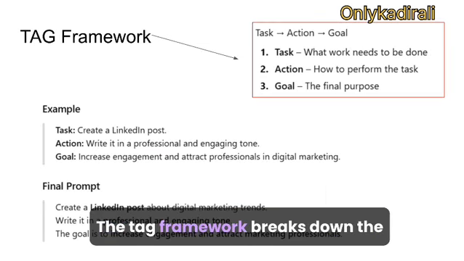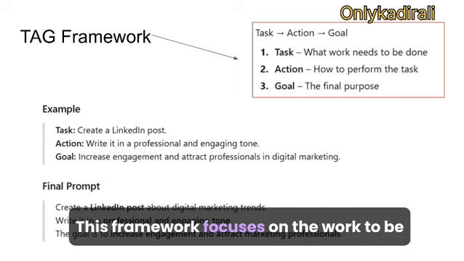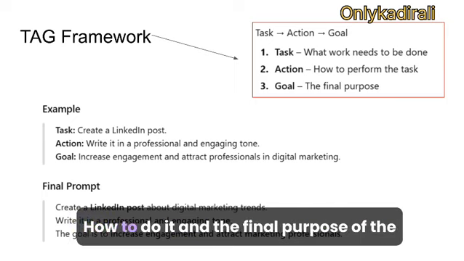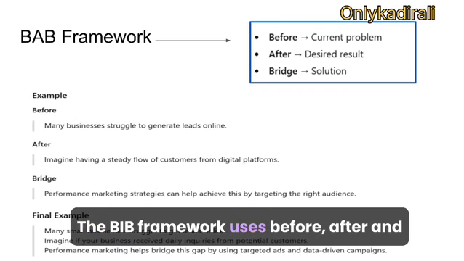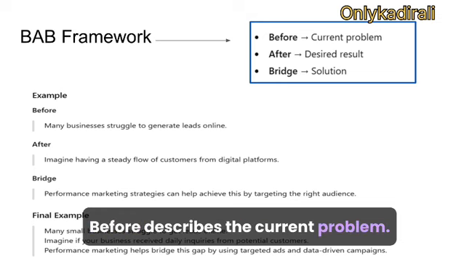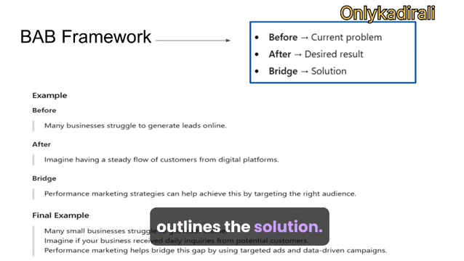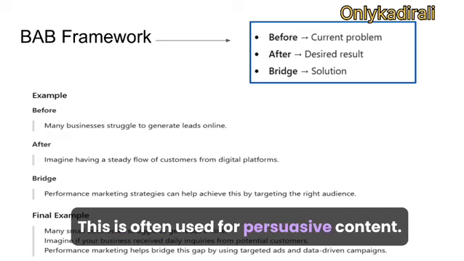The TAG framework breaks down the prompt into task, action, and goal. This framework focuses on the work to be done, how to do it, and the final purpose of the output. The BAB framework uses before, after, and bridge. Before describes the current problem, after is the desired result, and bridge outlines the solution. This is often used for persuasive content.